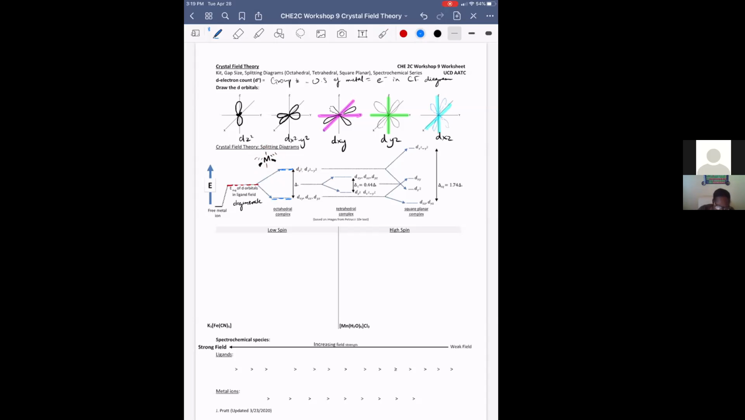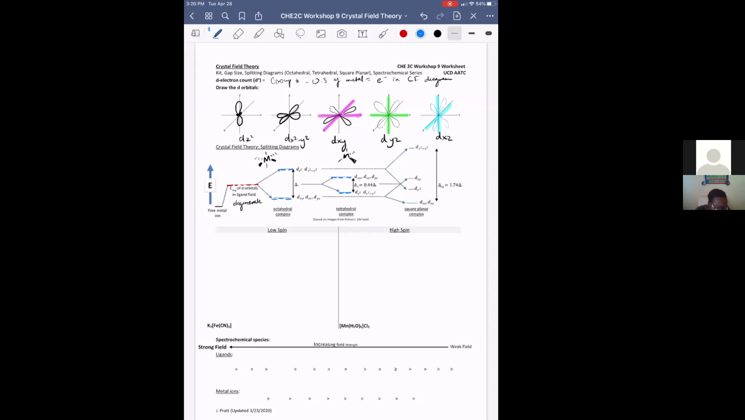For our tetrahedral splitting, if we look at a tetrahedral molecule, now we have a metal center, and we have 4 ligands attached, right? So this is our tetrahedral shape. And now the splitting actually gets inverted from our octahedral splitting. So now we have 2 lower energy levels that are degenerate and 3 higher energy levels that have the same energy, or are degenerate. So that's our tetrahedral complex.